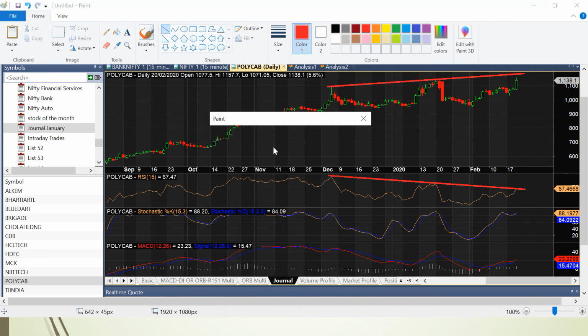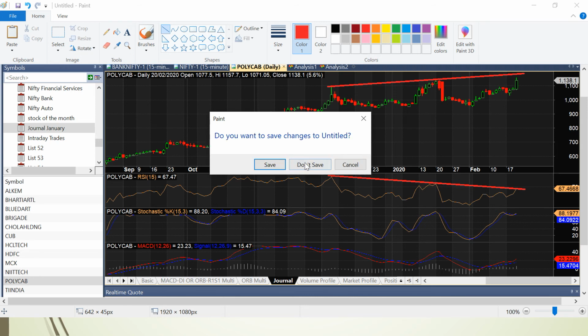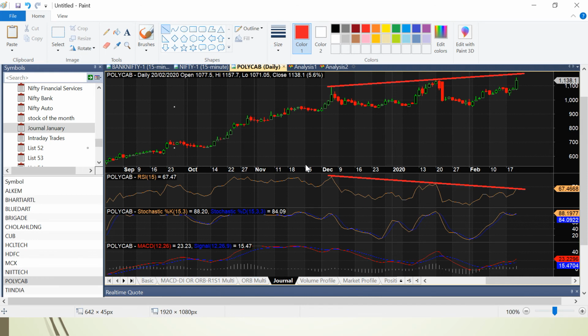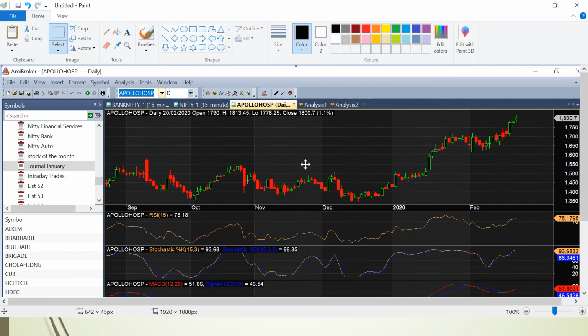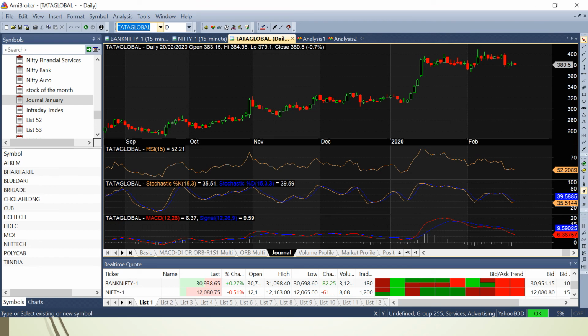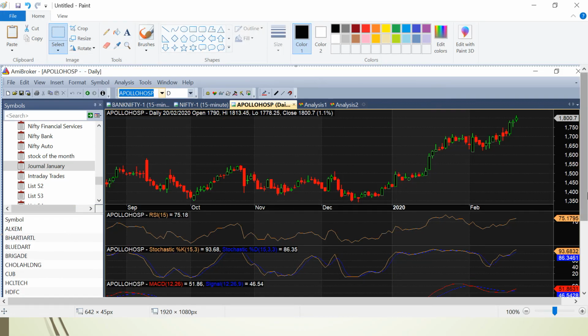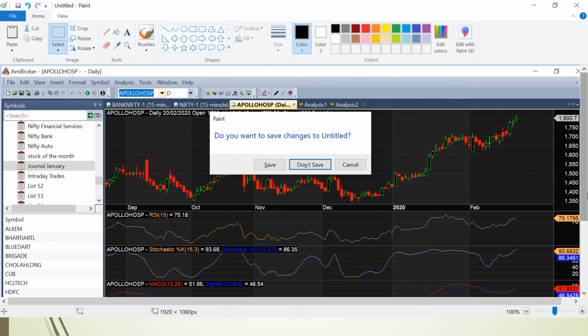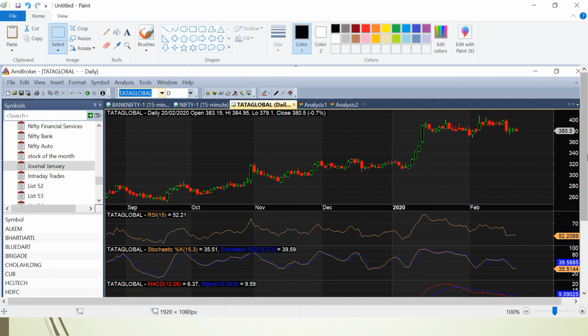Hold on, let it open. I'm trying to get the Apollo Hospital chart here to show you the diagram. Okay, this is Apollo Hospital. Now if you see the peaks... I'm sorry, it was Tata Global. I have taken the wrong chart. Sorry for this. Let me go to Tata Global. Okay, all right, go back. No. All right, okay, so we have it here.